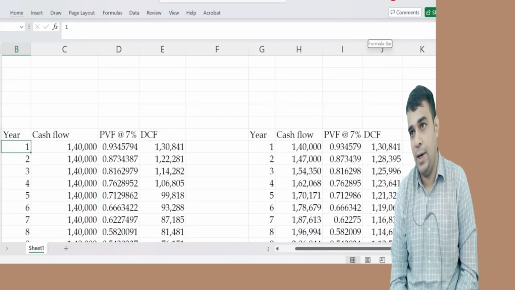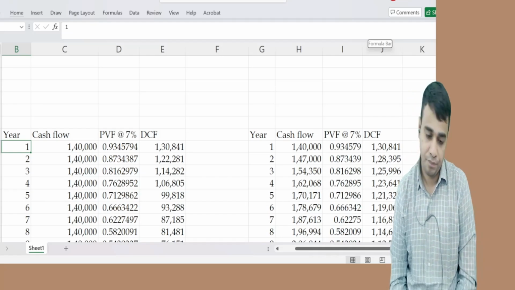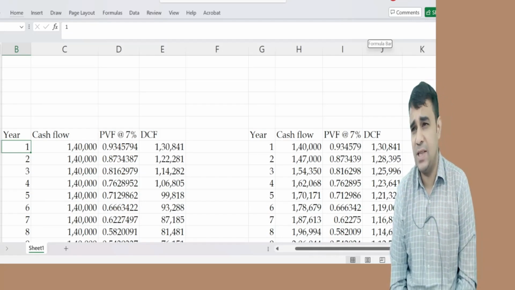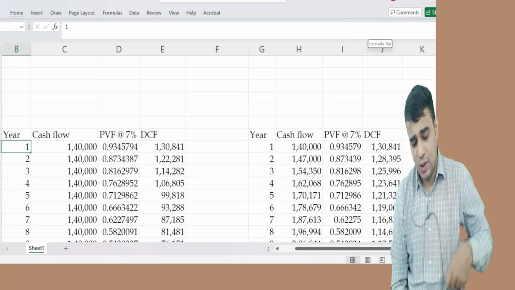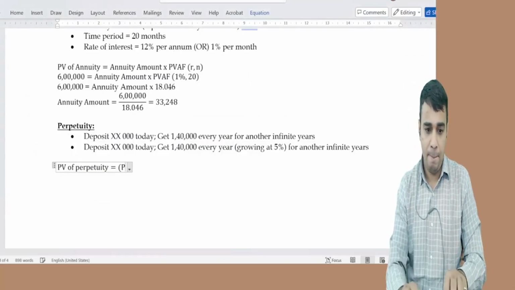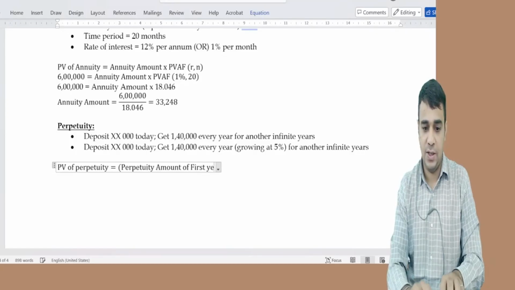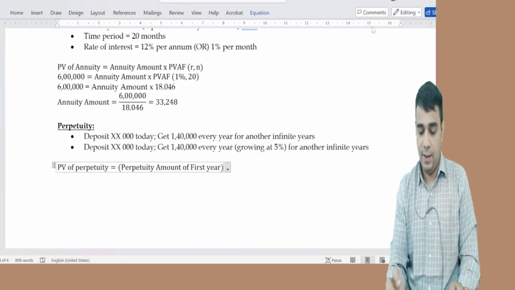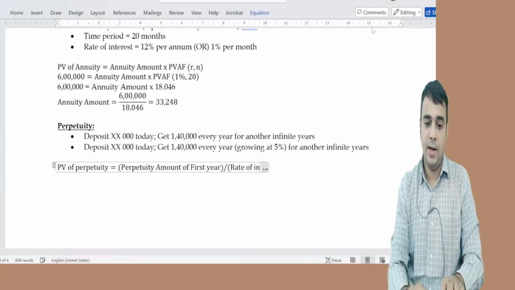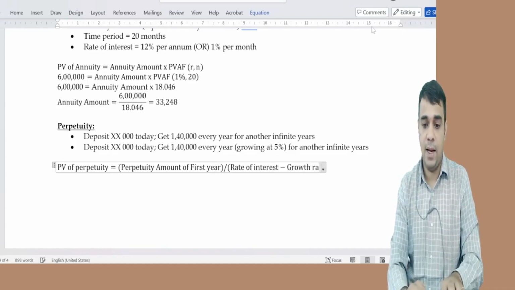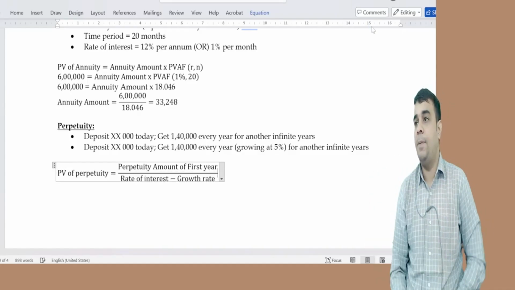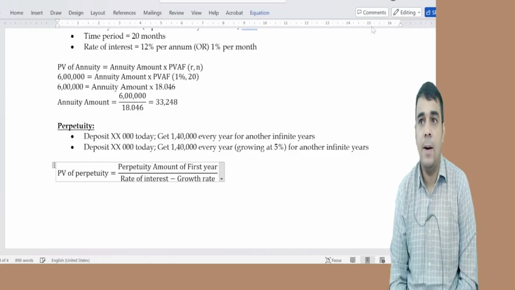There's no end. No end means you'll have to do infinite calculation. Obviously, this much calculation I can't do in my notebook. So the formula is perpetuity amount of first year divided by rate of interest minus growth rate.